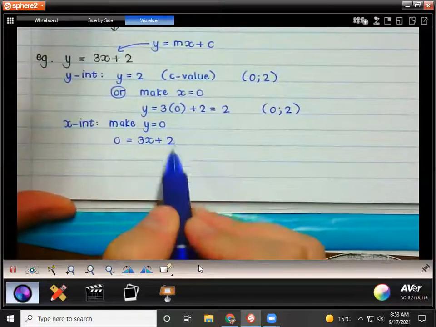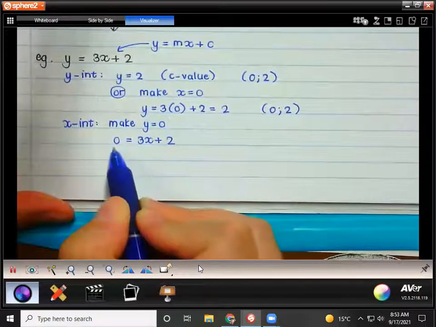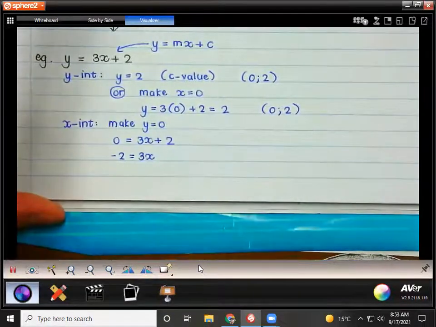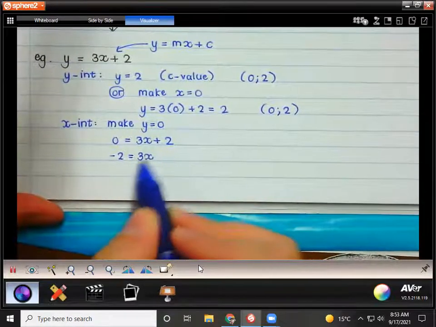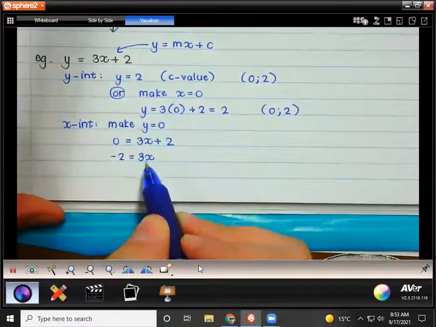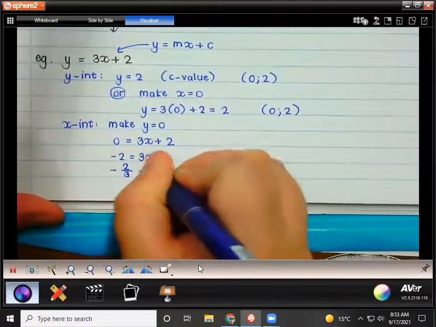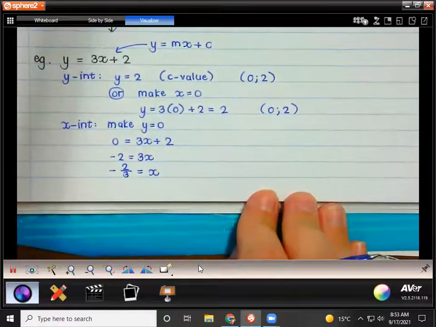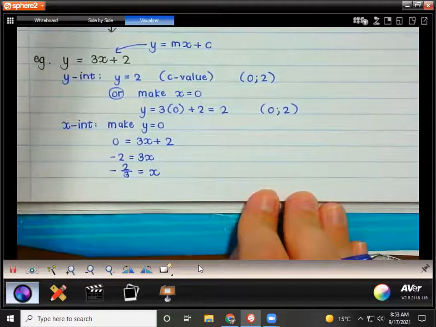Now, what must I do with this 2 if I want to get x on its own? I must move it, hey? What is plus 2 going to become? Minus 2. So I'm going to have negative 2 is equal to 3x. And then to get x on its own, on this side, I'm multiplying x by 3. What's the opposite of multiplying by 3? Dividing by 3. So I'm going to get negative 2 over 3. That is going to be my x value, my x-intercept. So finding the x-intercept is a bit more difficult than the y-intercept. The y-intercept is very simple. You just make that 0, and then you can just get your answer. For the x-intercept, you're going to have to move some stuff around.